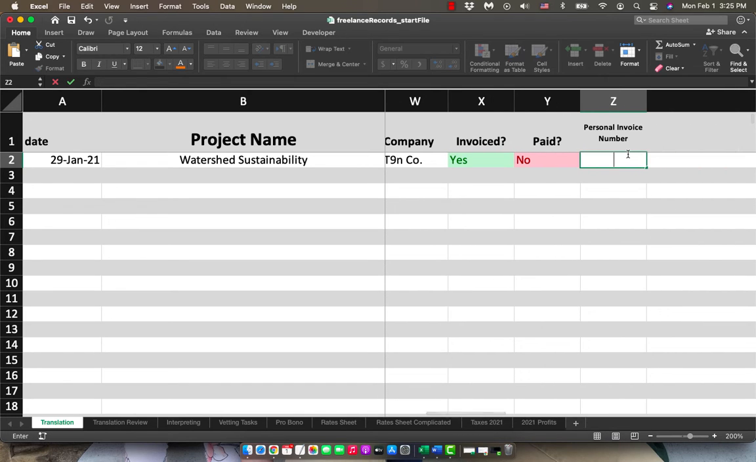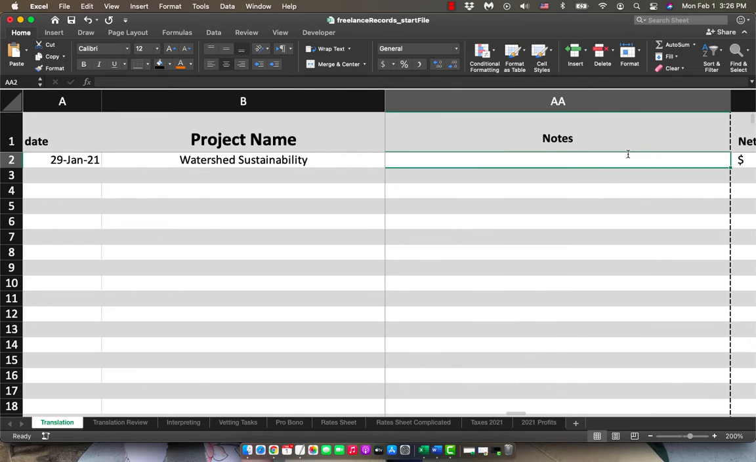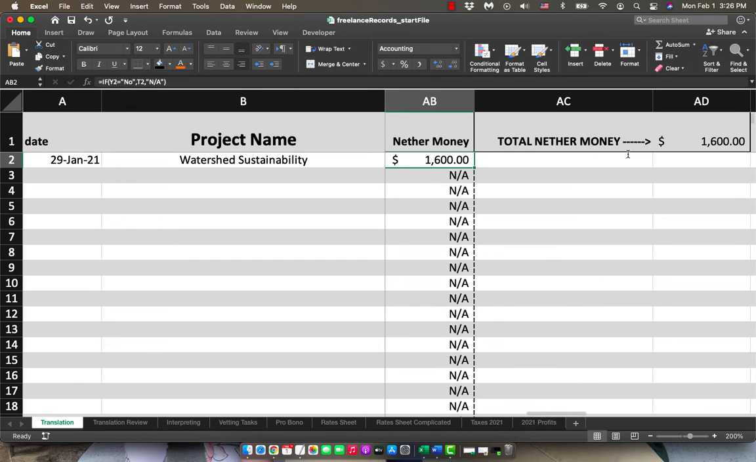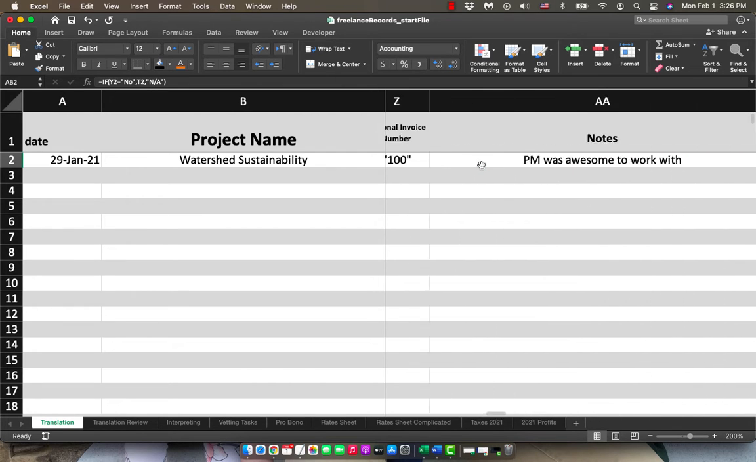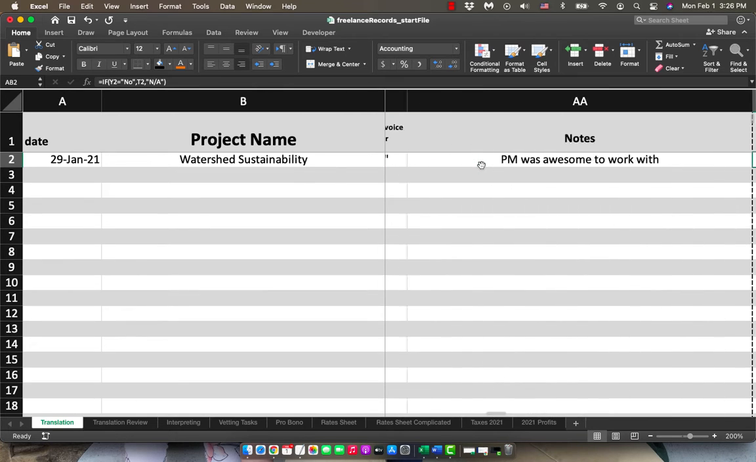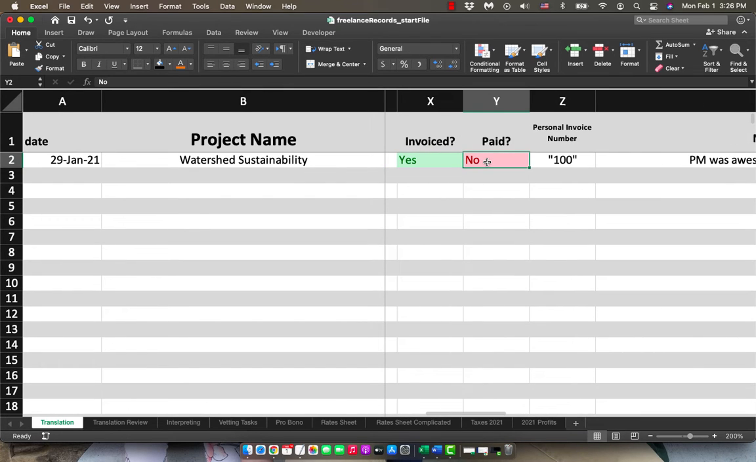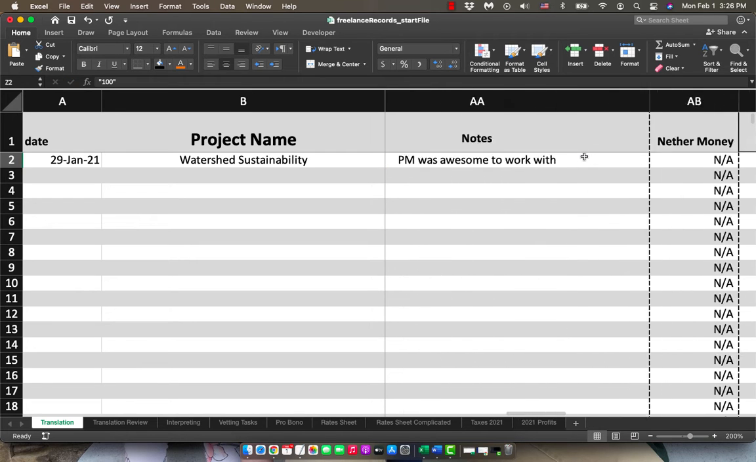And I'll put in here, keep track of my invoice numbers so it makes it really easy to find stuff. I'll put notes in here like PM was awesome to work with. And here I call this Nether Money. This is money you have asked someone to give you and they have not given it to you yet. And if we put yes and paid, no more Nether Money.